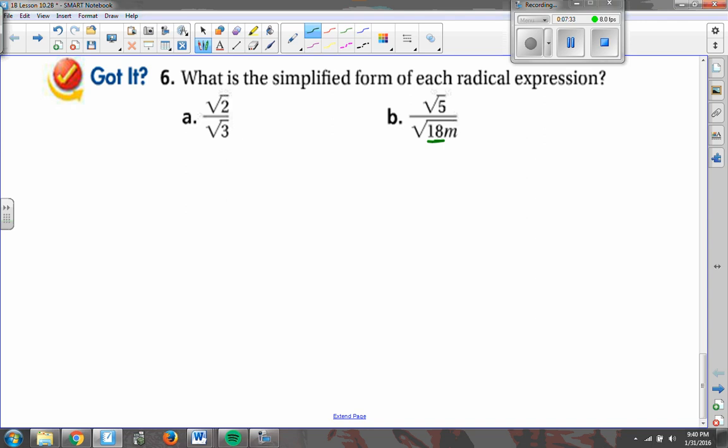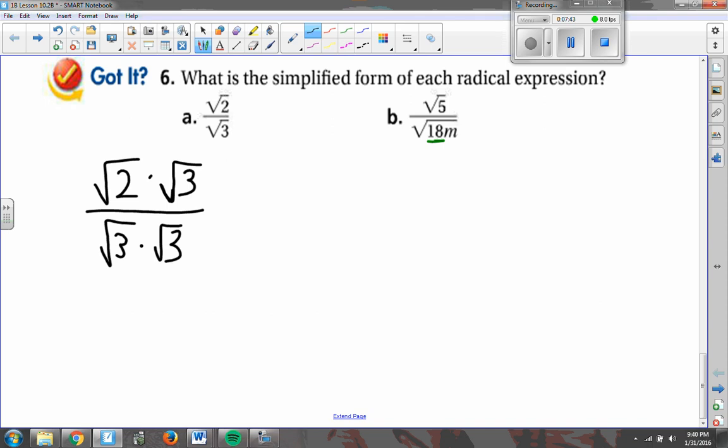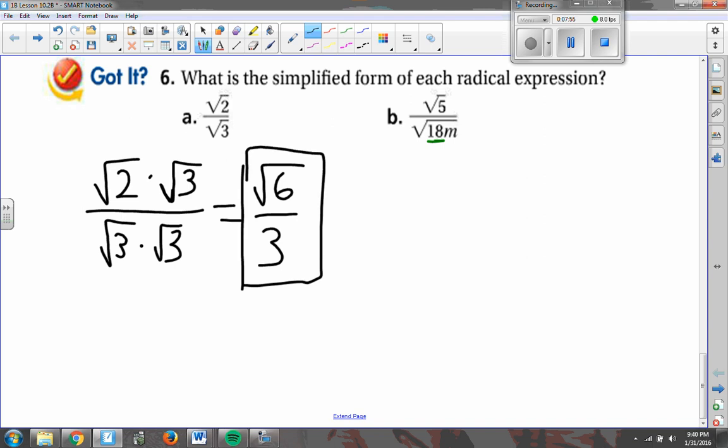Okay, letter A becomes the square root of 2 times the square root of 3 over square root of 3 times square root of 3. The bottom, those two square roots basically cancel each other out. That's a 3. The top, square root of 2 times square root of 3, is the square root of 2 times 3, which is the square root of 6. So that is letter A. Square root of 6 divided by 3.